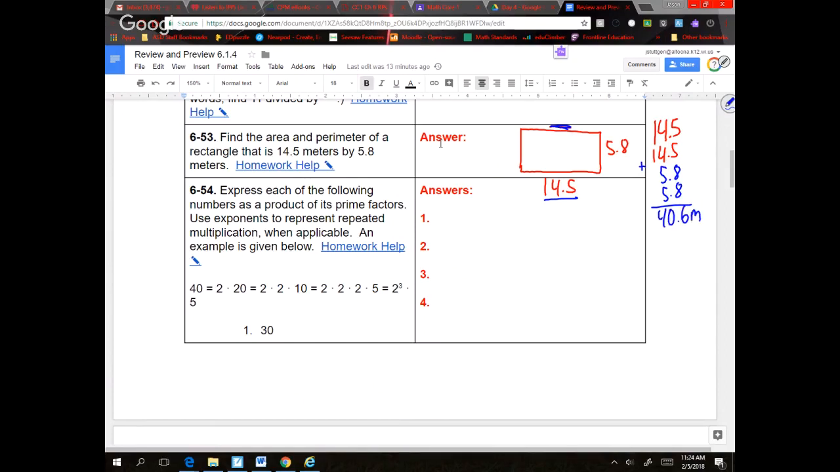Don't forget your units. The other part of that was finding the area. The area, I should have multiplied 14.5 times 5.8. When you multiply that, you should get 84.10. And remember, you have to look back into the original problem. 2 numbers after the decimal point, and your answer, 2 numbers after the decimal point. So the answer is 84.10 meters squared, because remember you're doing area, so it must be meters squared. Next problem.